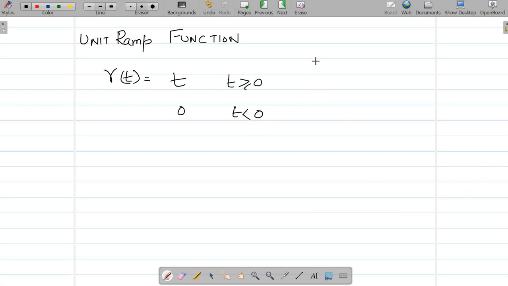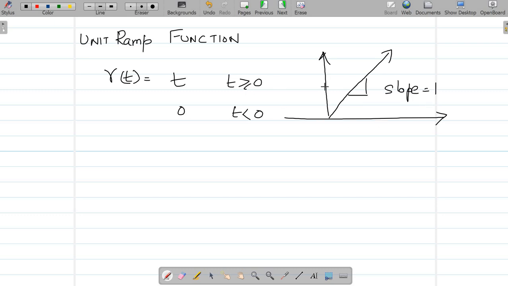And the sketch for this is going to be something like this. You can very well see that the slope is going to be 1. Let me take a point here which is 1, and if I take a point here, it is going to be 1. The slope for this is going to be 1. When the slope is equal to 1, we call this ramp function a unit ramp function. If the slope is something other than 1, we don't call it a unit ramp.